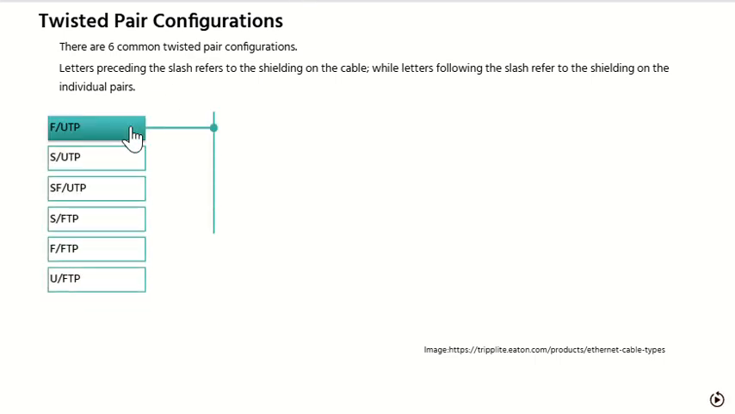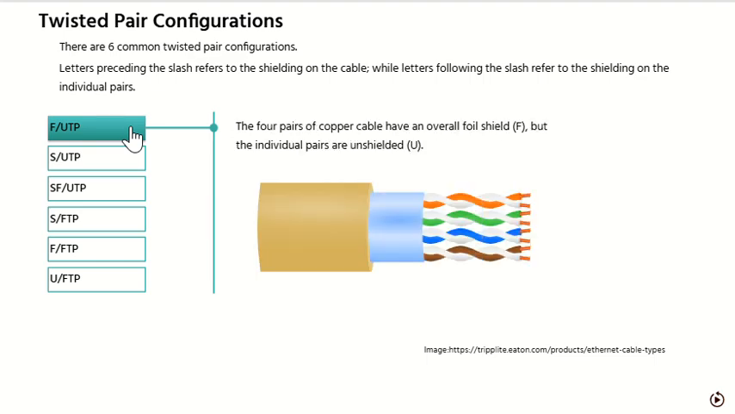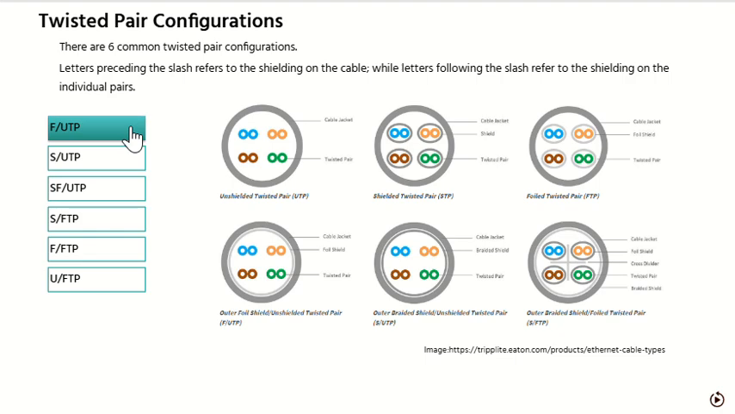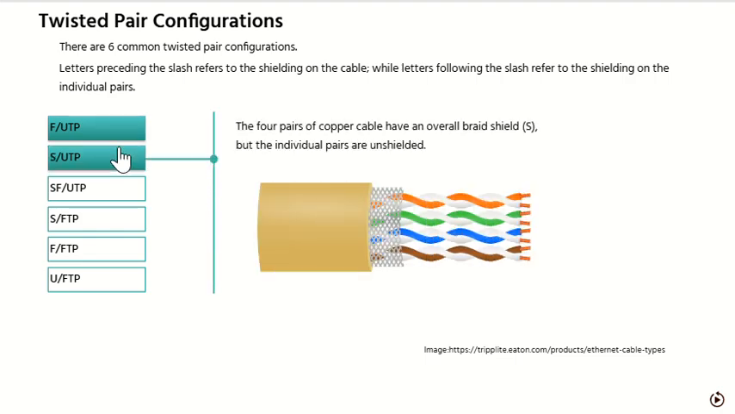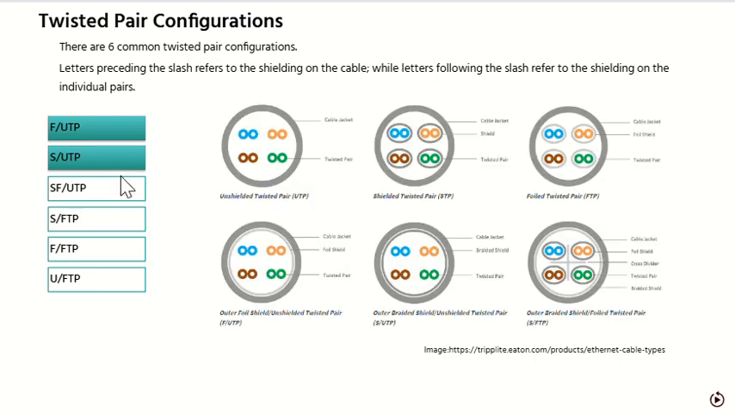The 4 pairs of copper cables have an overall foil shield, but the individual pairs are unshielded. Select the next option. The 4 pairs of copper cable have an overall braid shield, but the individual pairs are unshielded. Select the next option.